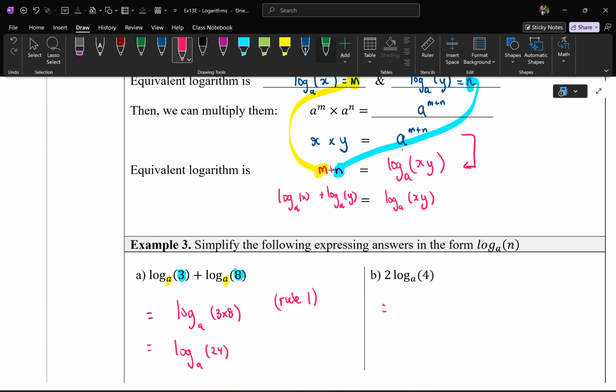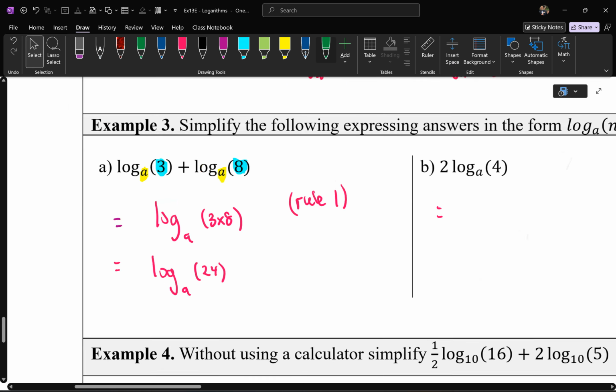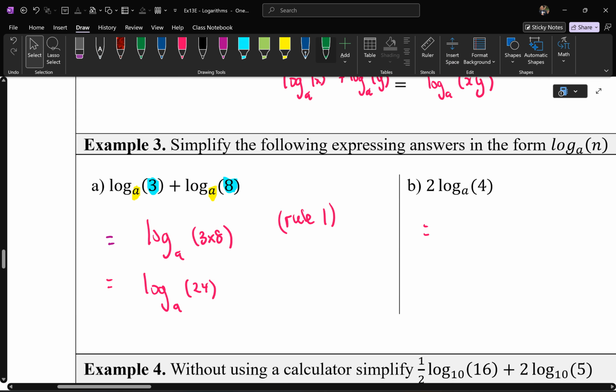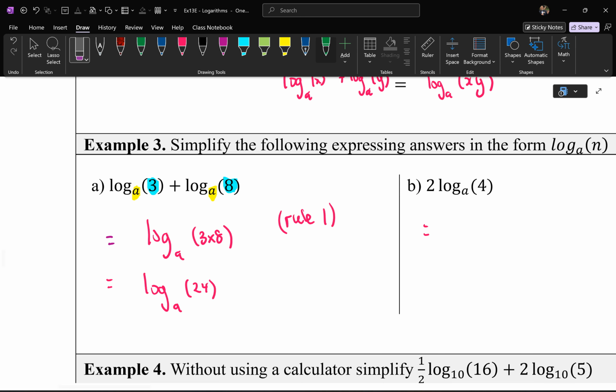B. Which rule should I be using? Which one's B? Rule number? How do you simplify this one? 3, very good. You can bring the power back up. So then it becomes 4 squared. That is the same thing as saying log A of 16.